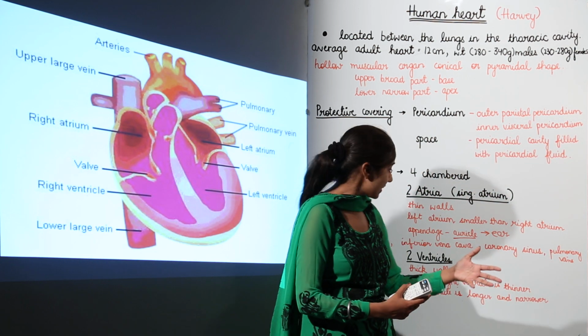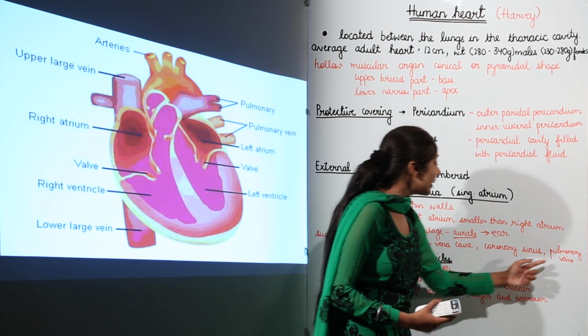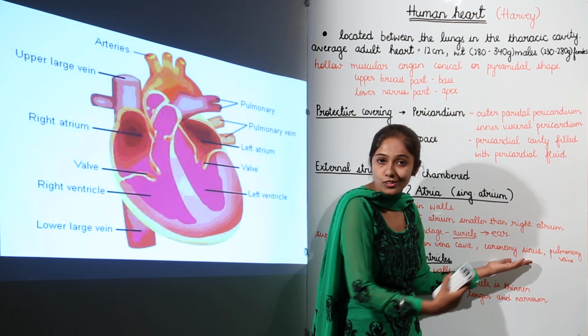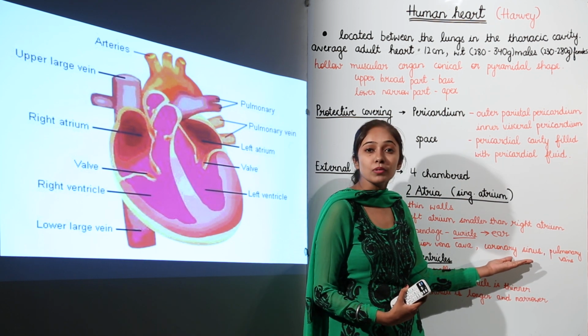For example, legs, right. Then we have the coronary sinus. The coronary sinus has blood mostly from the heart only, right.